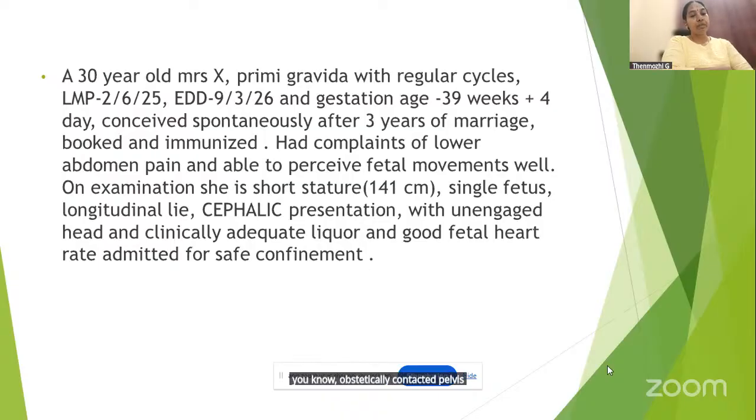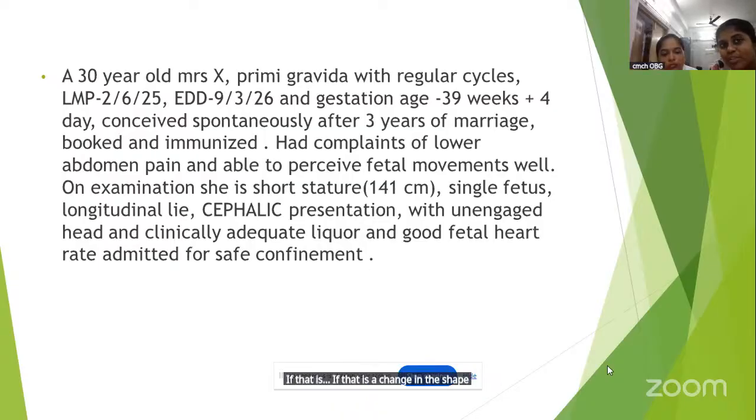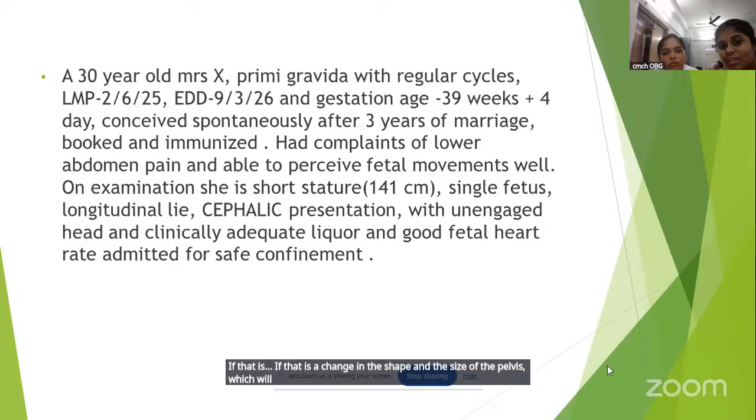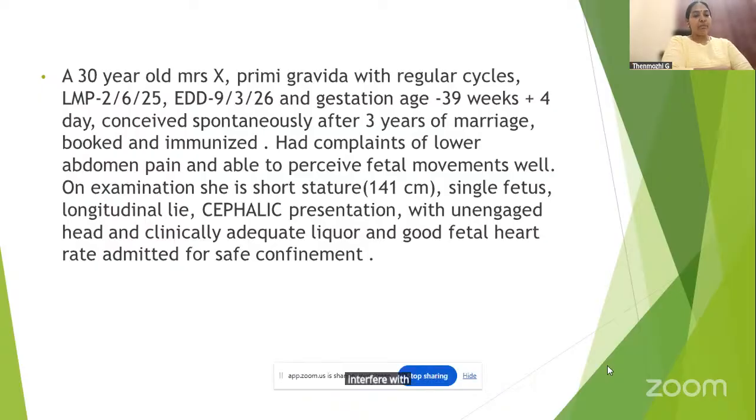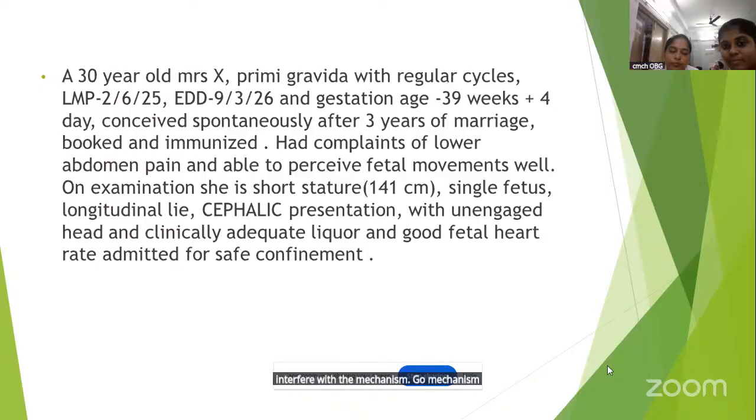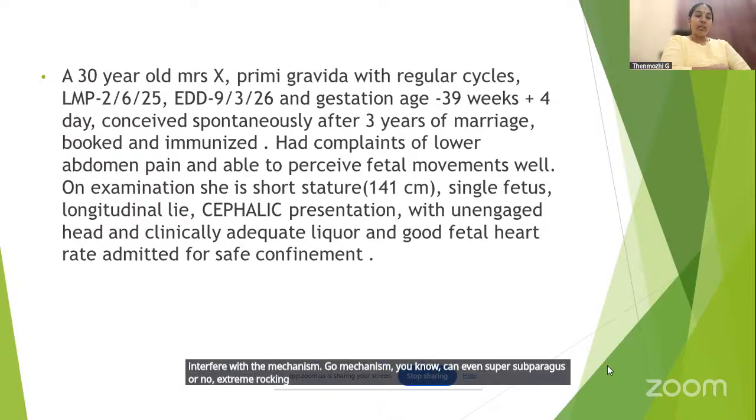If there is a change in the shape and the size of the pelvis, which will interfere with the delivery of the normally average sized baby, interfere with the mechanism. We said extreme rocking, sacral impaction and so on, those can also come. So in which it interferes with the normal mechanism of labor, it is said to be anatomically or obstetrically contracted pelvis.